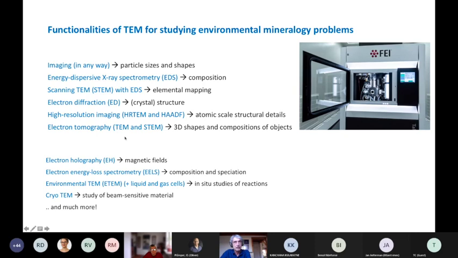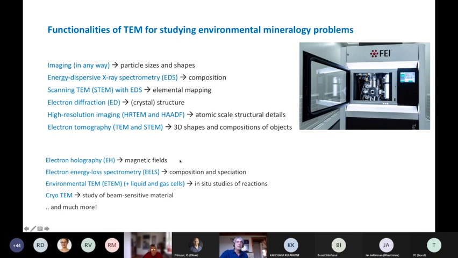I'm sure you are all familiar with this now, but I'd like to emphasize that it's not just images, and images sometimes give you information about composition when you do elemental mapping, also about structure, but there is also electron diffraction and also electron tomography for the three-dimensional shapes of nano objects. Actually, this group of techniques is available in our lab. We have a Talos electron microscope, so we can do all of this.